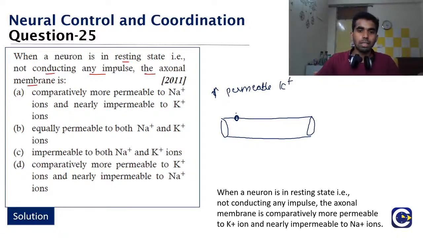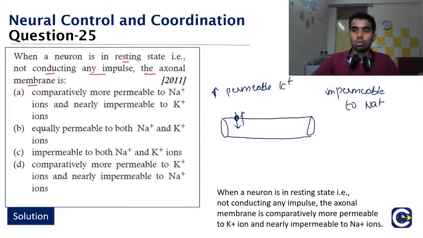So potassium can easily go inside or outside, and it is impermeable to sodium. This is the first thing. Now, we know that it is in the resting state, and inside the axon there are some proteins present, known as the axonal proteins, and the charge of these proteins is negative.